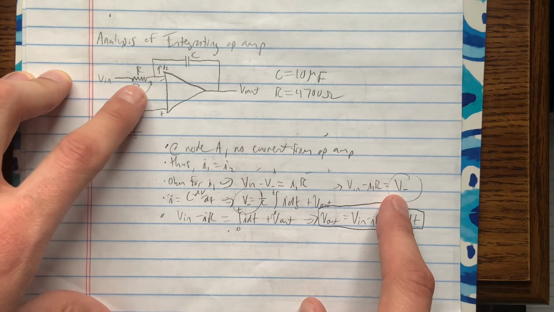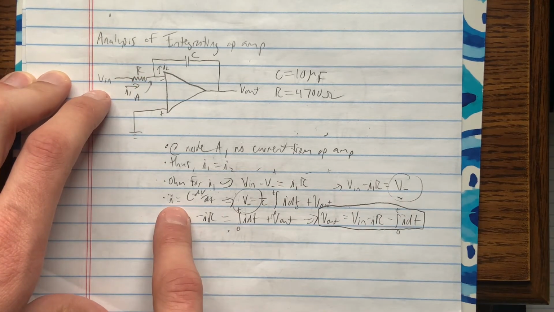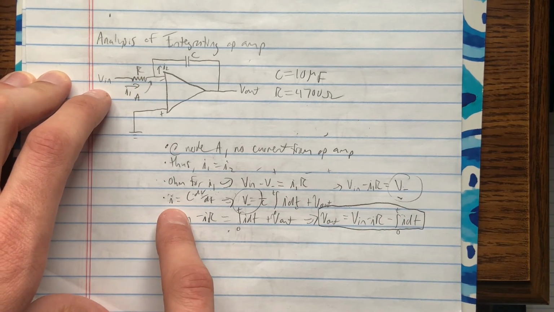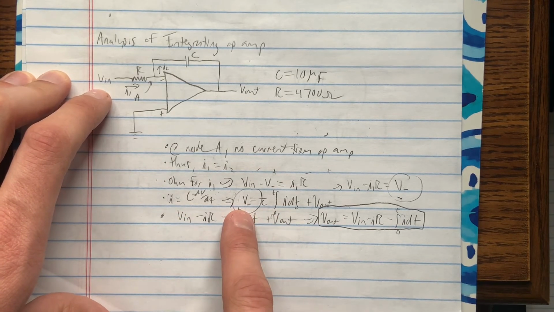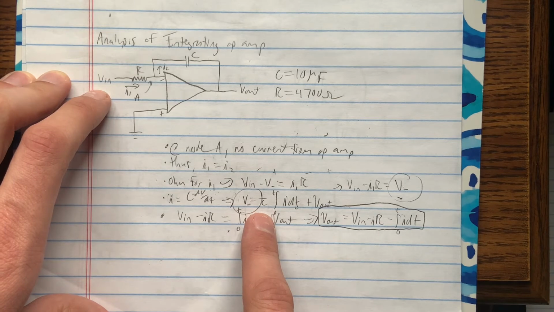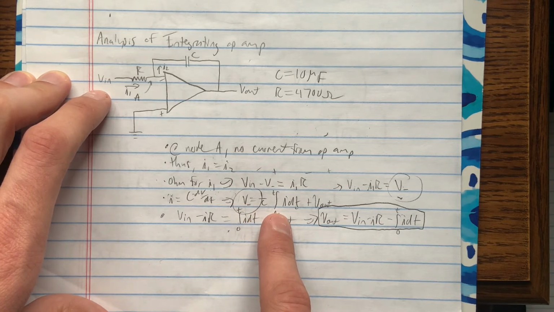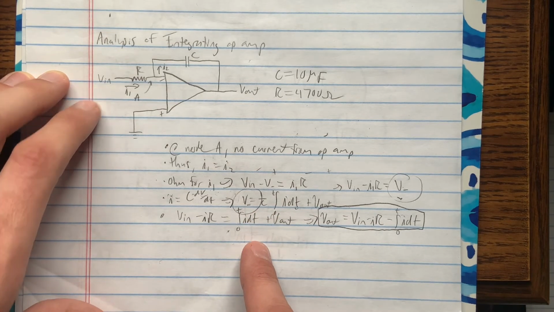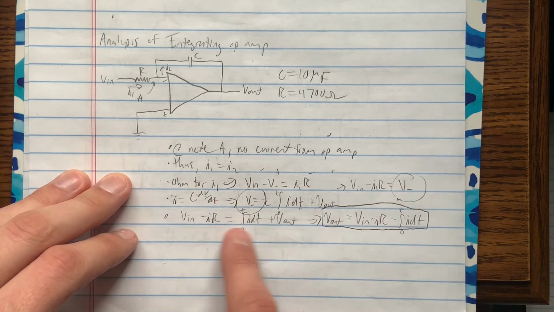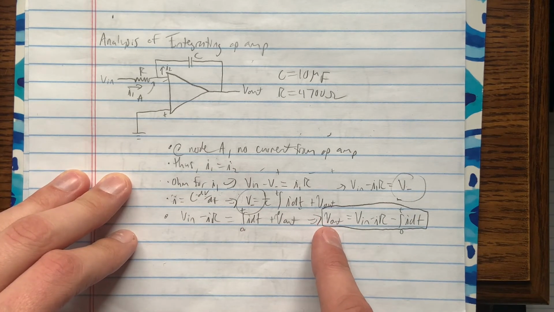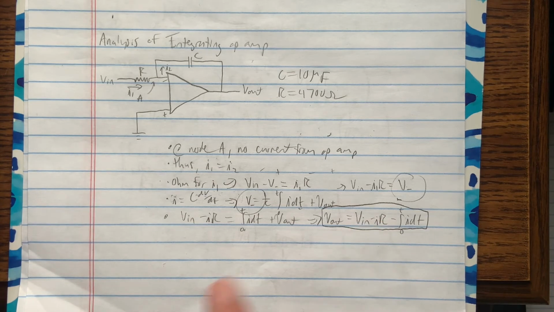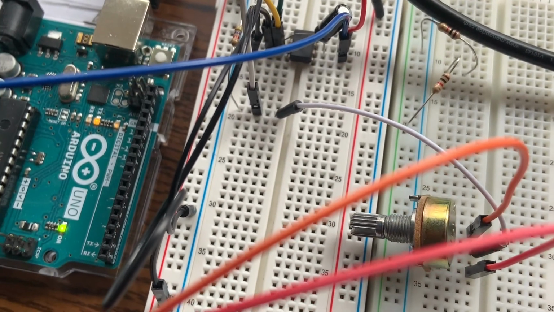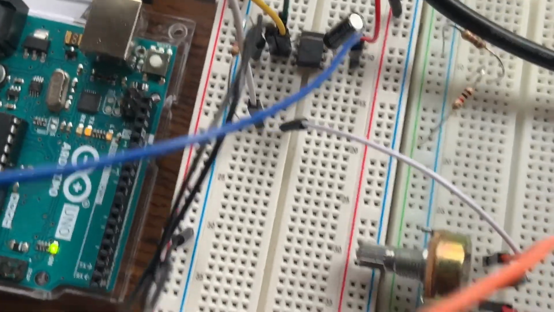Looking at the current out through the capacitor, we use the equation I equals C dV/dt, and solving that by integrating, we get V negative is equal to 1 over C times the integral from 0 to t of I dt plus V out. When we set these two equal to each other and solve, we get V out is equal to V in minus IR minus the integral from 0 to t of I dt. And this is my integrating op amp with the capacitor right there.